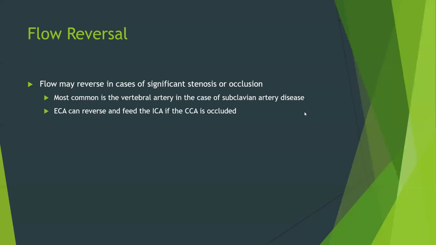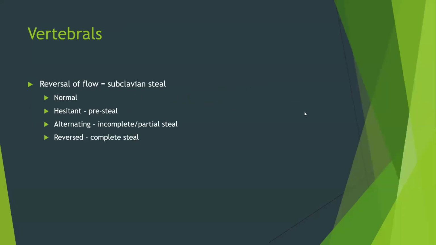And it's really important, again, to understand what direction of flow it's going. So with the color box, make sure that everything's going towards the probe and away from the probe as it should be. So for the vertebrals, right, reversal flow, subclavian steal. We're going to go through the different types of waveforms. We have our normal vertebral artery waveform that I showed earlier. Then we have our hesitant waveform, our pre-steal kind of waveform.